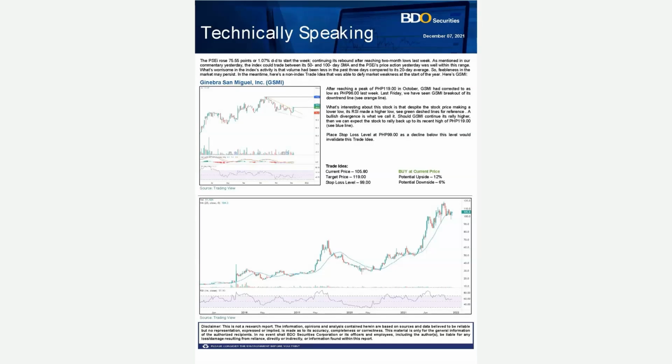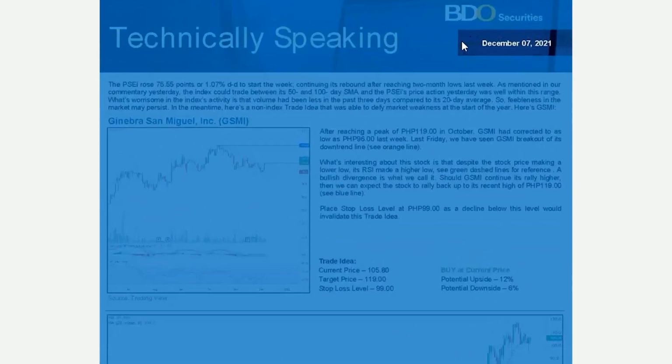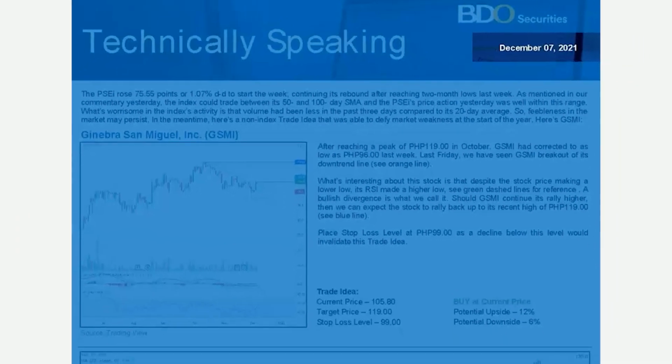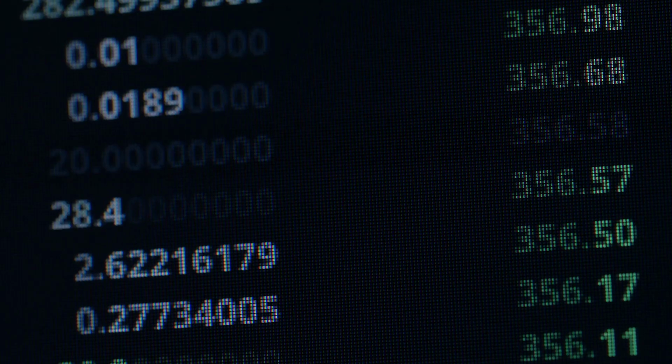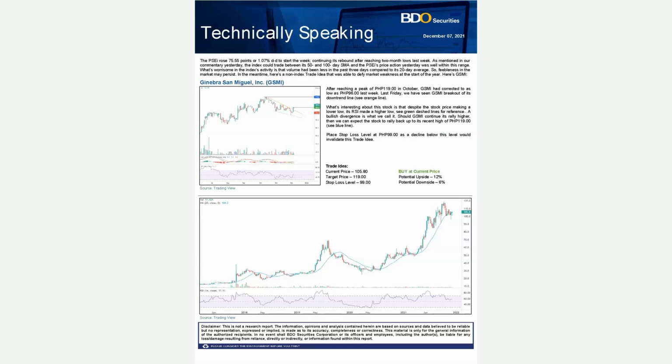So now I have the GSMI Technically Speaking commentary open. Very important to first take a look at the date of this Technically Speaking commentary. I can see that this is actually over a week old. So if this was actually published today, I'd be confident with the current prices that are inside this report for me to trade the stock. But because it's a bit old, later we're gonna have to take a look at how much the stock is selling for today.